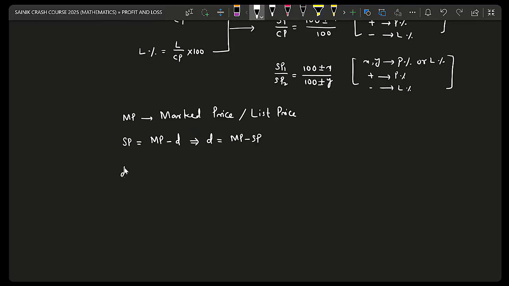An important thing is how to find discount percent. Just as profit percent and loss percent are calculated on cost price, discount percent is always calculated on market price. So discount divided by market price into 100. This is the way we find discount percent. These are the only formulas that we are going to use in this chapter. If you remember all of them, you are almost there, that means you are able to solve every question here. If you have any particular doubts in this discussion, you can ask, then we will start discussing the questions based on profit and loss.